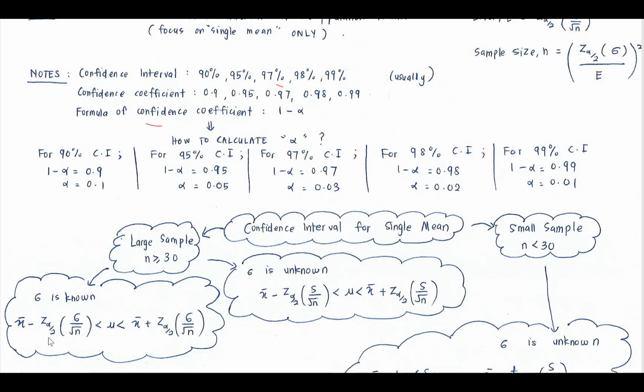Okay, please keep in mind, z 0.025 is not the critical value, but z 0.025 is the probability. Okay, it is the probability, and we are going to look for the critical value in the z table. Okay, now we look at this example.